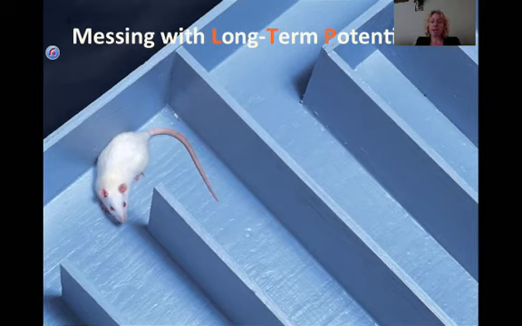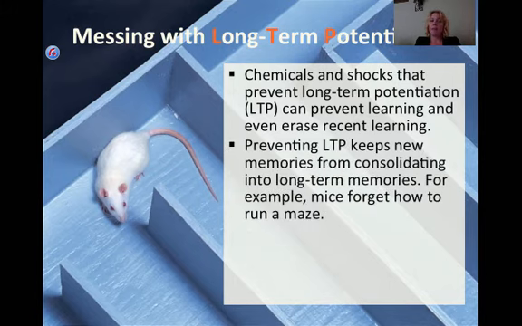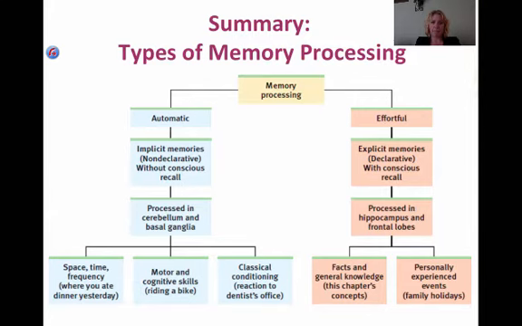Now, LTP, or long-term potentiation, is what we refer to as the neural basis for memory. Okay, that is something that you have to make sure you know, that term, LTP, neural basis for memory. Basically, it's the strengthening of our neural networks the more often we use a memory. Chemicals and shocks that prevent LTP can prevent learning, and can even erase recent learning. So preventing LTP keeps new memories from consolidating into long-term memories. For example, mice forget how to run a maze. Drugs that boost LTP help mice learn a maze more quickly and with fewer mistakes.